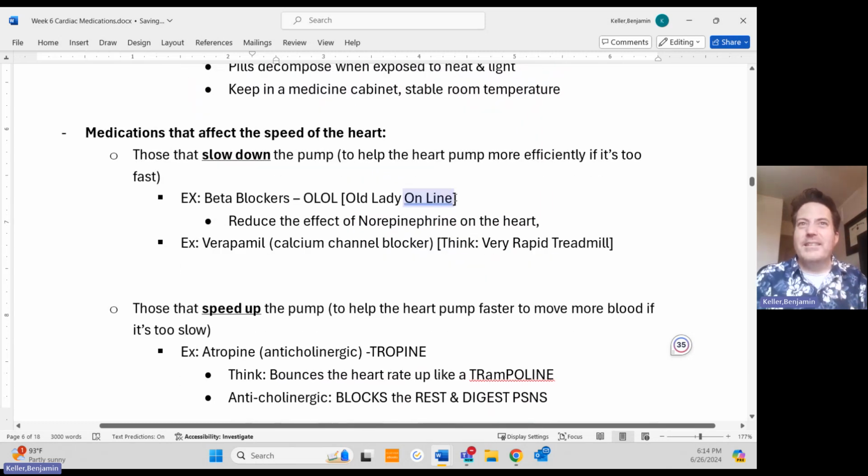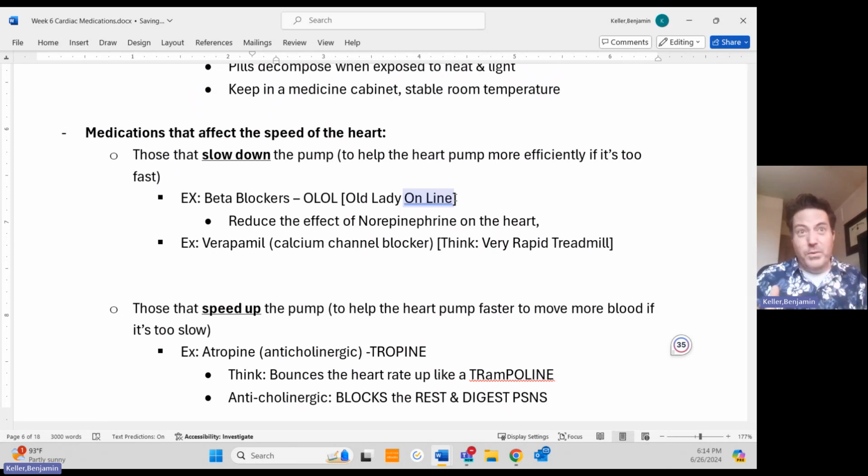So let's move on to medications that affect the speed of the heart. So maybe the pump is moving too fast or too slow. There are medications that slow down the pump to help it pump more efficiently. And that might be a beta blocker, which reduces the effect of norepinephrine on the heart. Let's say somebody goes into supraventricular tachycardia, a cardiologist might put them on some metoprolol, for example, and that'll help keep the heart rate lower, to the point where it's not pumping so fast that it's ineffective.